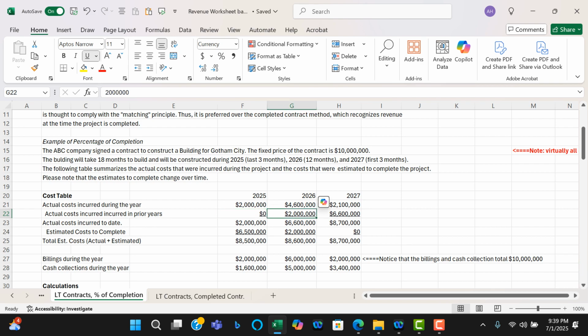Then 2 million in 2026. So from a 2026 perspective, the costs from prior years were 2 million.